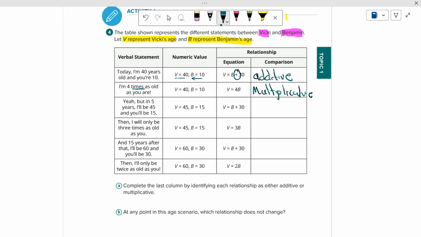So I want you to take a minute to pause the video and try to answer the last 4 on your own. Hopefully you see the hint there. Make sure you read the verbal statement, read the equation, and then come up with your answer. It is either additive or multiplicative. Please pause the video now.